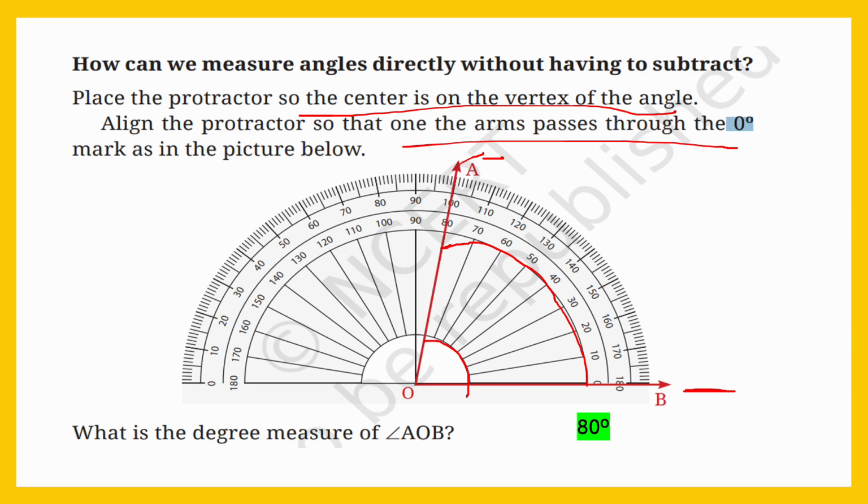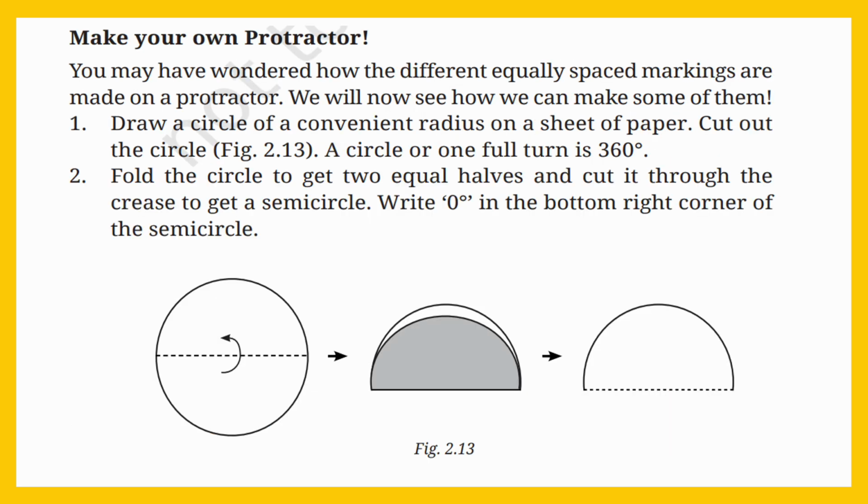So this angle is 80 degree. Make your own protractor. You may have wondered how the different equally spaced markings are made on a protractor. We will now see how we can make some of them.